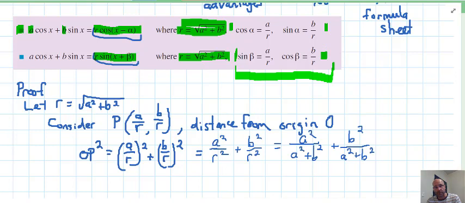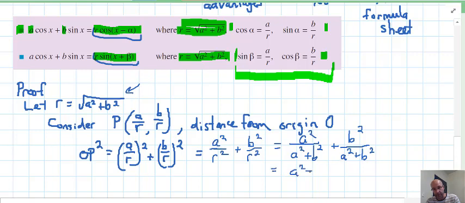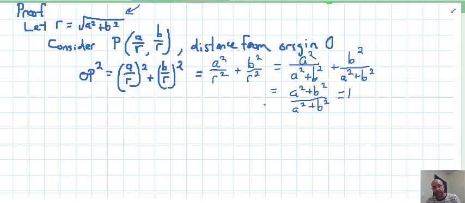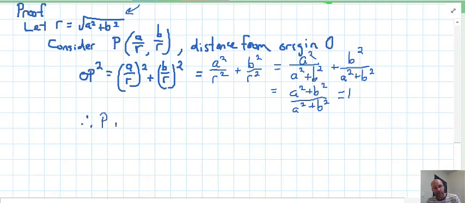Using index laws, we can show that it's equal to a squared over a squared plus b squared, because r squared is the same as a squared plus b squared. If you pause and have a look, you'll see that. Plus b squared over a squared plus b squared, common denominator, so we've got a squared plus b squared over the same denominator, and that equals 1. That means we're talking about a unit circle, so P is on the unit circle.